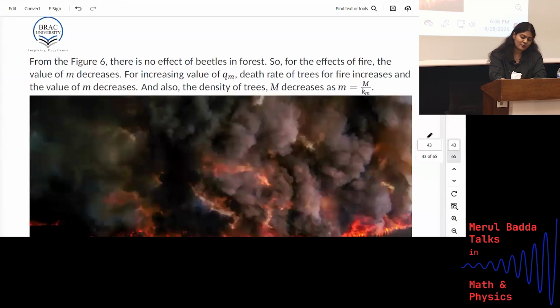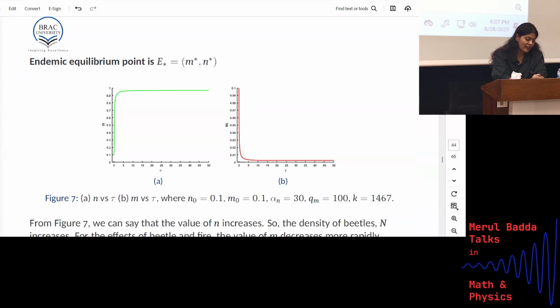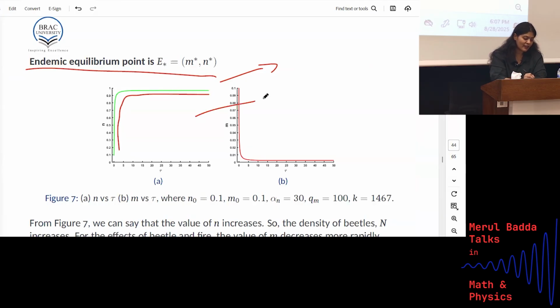This is a visual representation of the wildfire. In this condition, the endemic equilibrium point works. As beetles increase, due to the effects of beetles and fire, the density of M, which represents the density of trees, decreases.